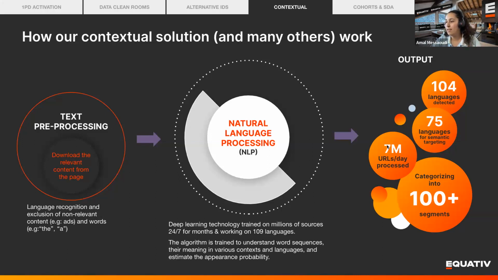In our case, this NLP model helps us categorize those 7 million URLs per day into more than 100 segments that are categorized based on, as I said, custom needs, for instance, seasonal needs, such as the Rugby World Cup and the Olympic Games and so on. It also categorizes nearly all languages, 104 languages, and we have the targeting available on 75.